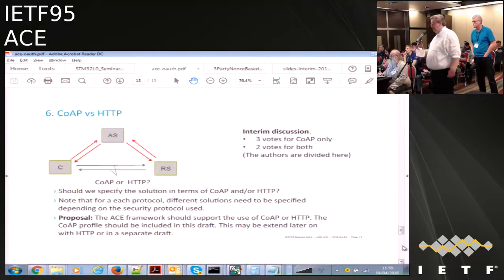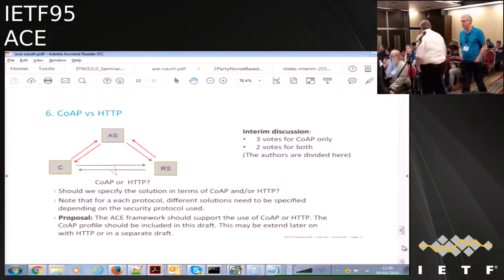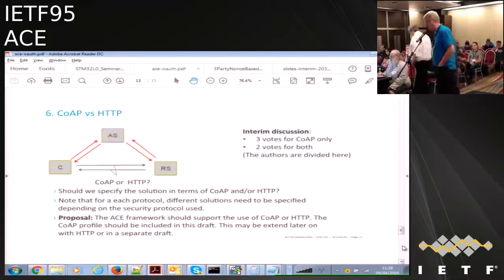Yes, but I think the main point is that the bulk of the specification will be in doing ACE over REST. Right. And then we will have some additional profile stuff that says, oh, it's this option, it's this set, or whatever. Yep. Okay. I would agree with that.